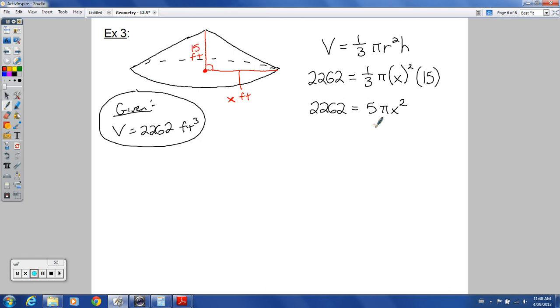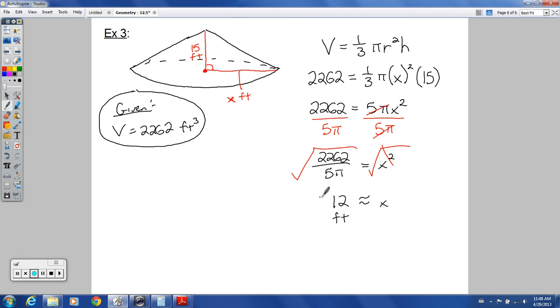From there, let's use our different color to show the steps. We're going to divide by 5 pi to get x squared by itself. That'll go away right there. I'll have 2262 over 5 pi equals x squared. From there, I can take the square root of both sides. So I'm just going to take this and put that into a calculator. When I do that, I've done this work beforehand, I get approximately 12. It's really, really close to 12. And so 12 feet is going to be my final answer there. 12 feet for the radius represented by x up here.